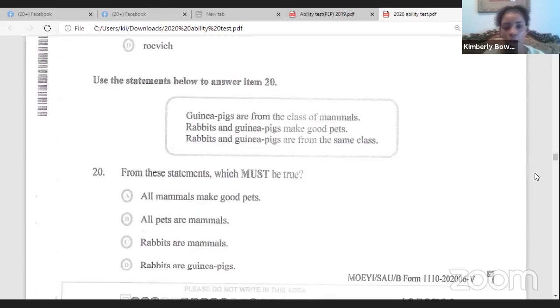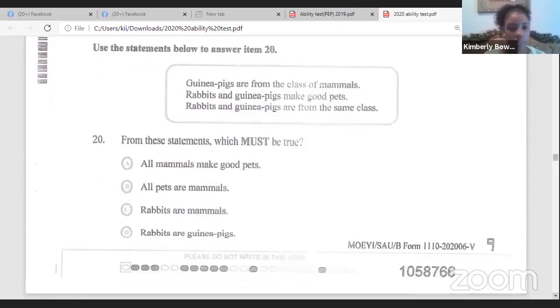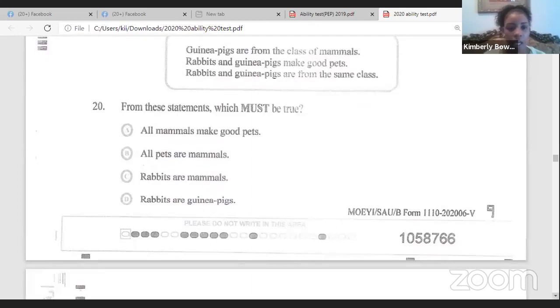So again, when we look at the answer, we could say that guinea pigs are mammals, and if rabbits and guinea pigs are from the same class, then rabbits and guinea pigs are both mammals. Not all pets, because they didn't speak about all pets. So we can safely say that rabbits are mammals because rabbits and guinea pigs are from the same class.